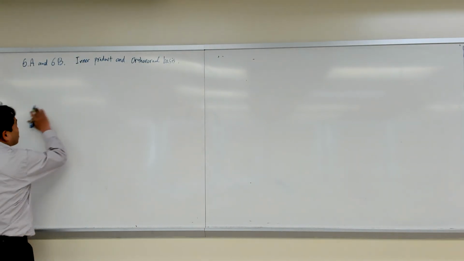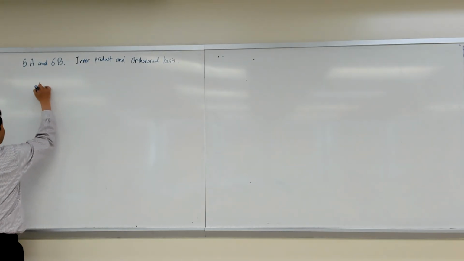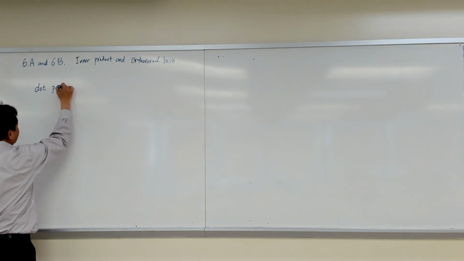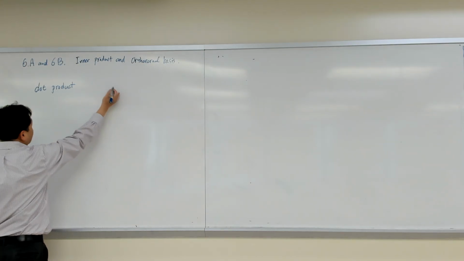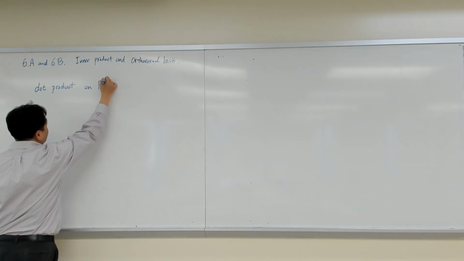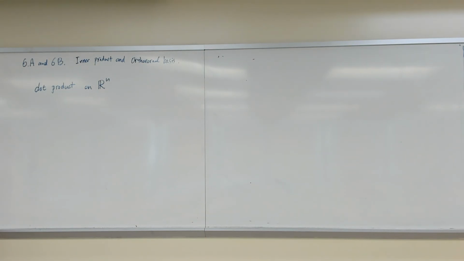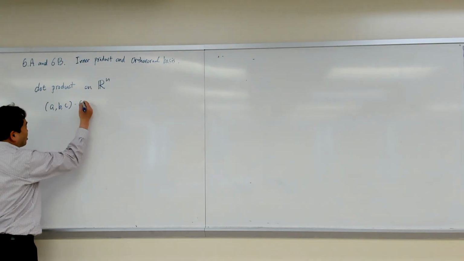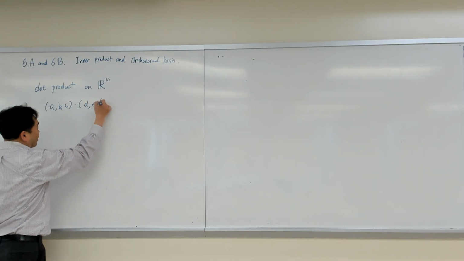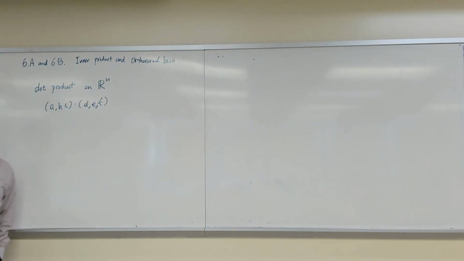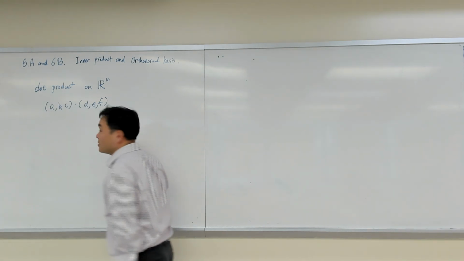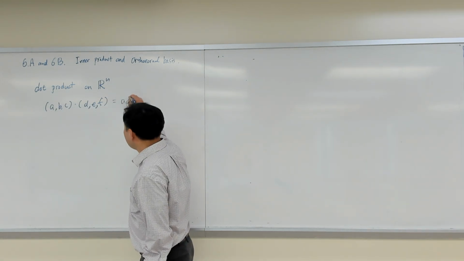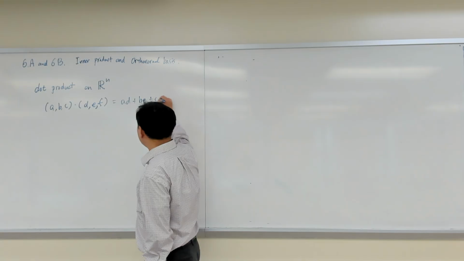And it starts with the dot product that you learned in vector calculus. So do you remember how to do a dot product? If you have A, B, C dot with D, E, F, what's the dot product? AD plus BE plus CF, right?